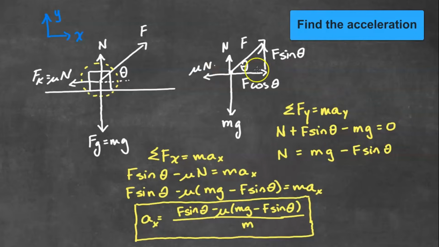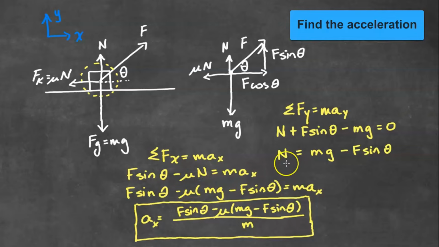Now, horizontally, we're going to use F cosine theta here because that's the component horizontally. And what we're trying to solve here is the acceleration. We're trying to figure out what the acceleration is. So we have net force in the x direction equal to max. And so we have F cosine theta minus mu N, this is the friction force, equal to max.